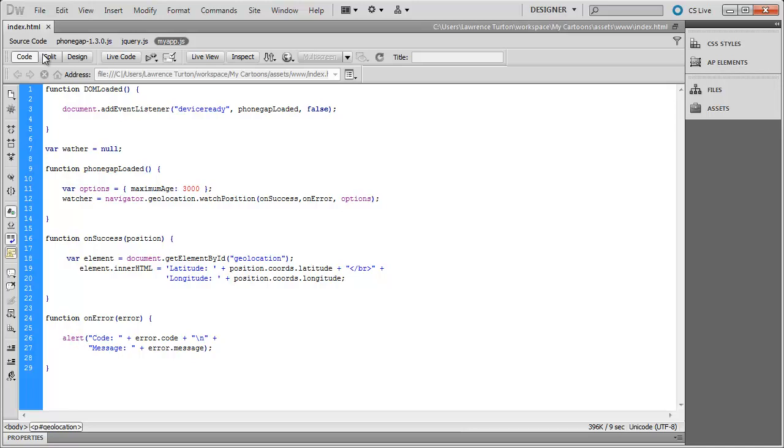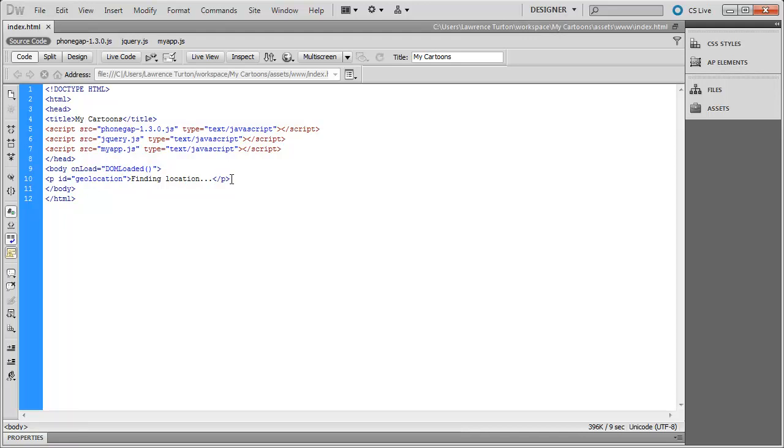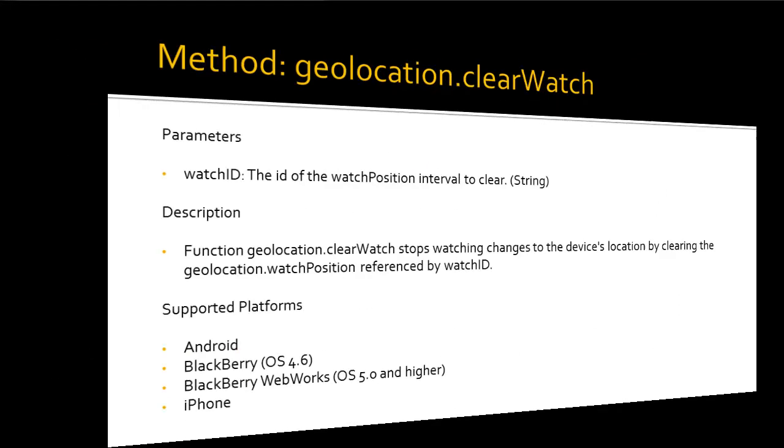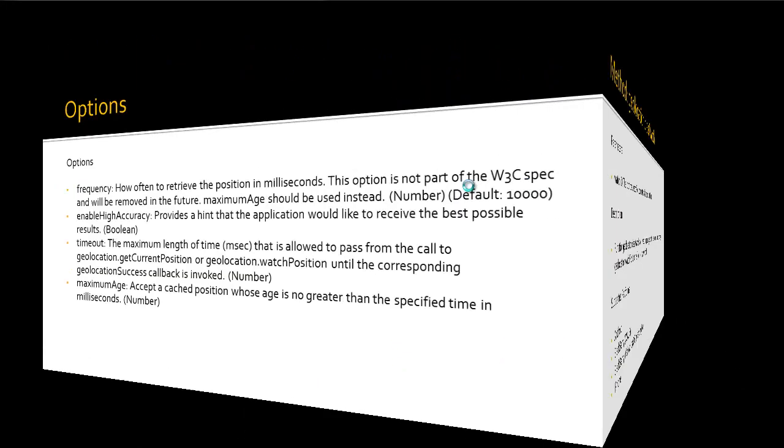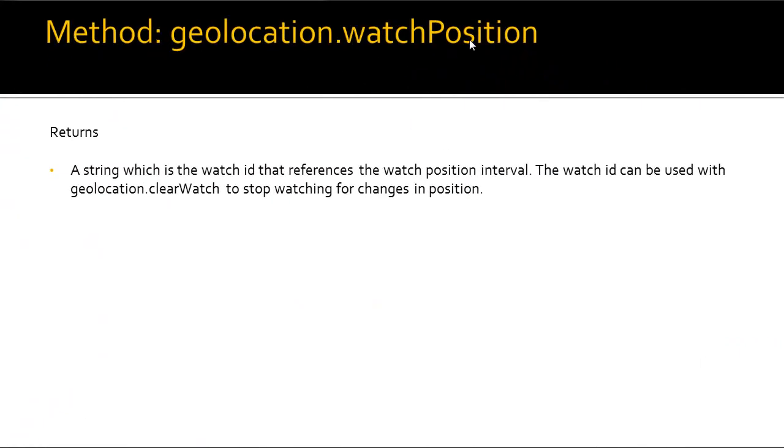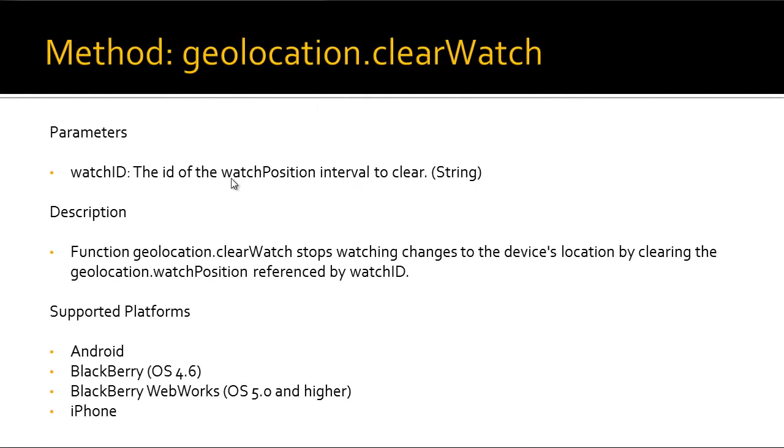So what we're going to do is take a look at the geolocation.clearWatch method. Now this method requires one parameter, which is the watch ID parameter. And basically this is the ID of the watch position interval to clear. And again, it's a string. That string is returned from the watch position method. All we have to do is put that string in and it will clear the watch position interval. The supported platforms are Android, iPhone, BlackBerry OS 4.6 and the BlackBerry WebWorks OS 5.0 and higher platforms.